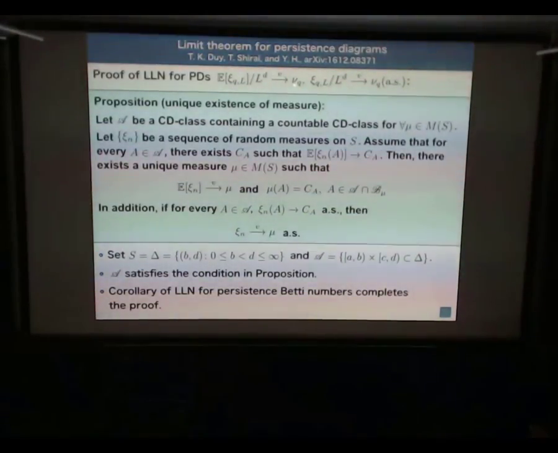Our next interest is the support of this limiting measure, in order to understand more about this limiting behavior. And this question is, in a sense, the same as asking about the positivity of the Betti numbers appearing in the first part.